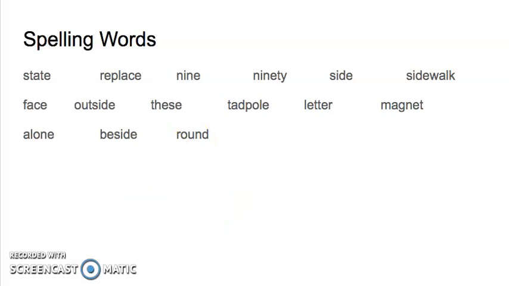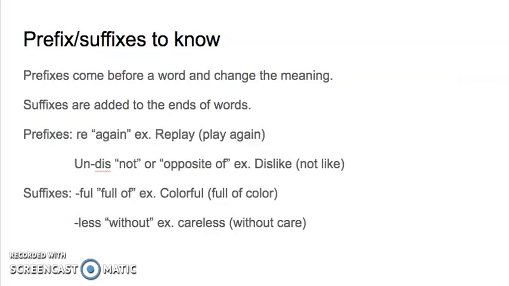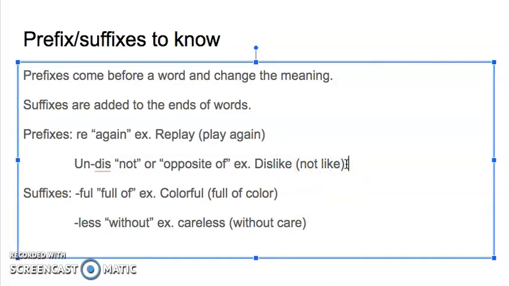Another thing that you're going to need to remember for your spelling homework tomorrow are prefixes and suffixes. And we have talked about these a lot, so you should remember what they are. But prefixes come before a word and they change the meaning. Suffixes are added to the ends of the words. An example of some prefixes are re, which means again. So like in replay, it means that you play something again. Un and dis mean not or the opposite of. Like in dislike, it means you don't like it or not like.